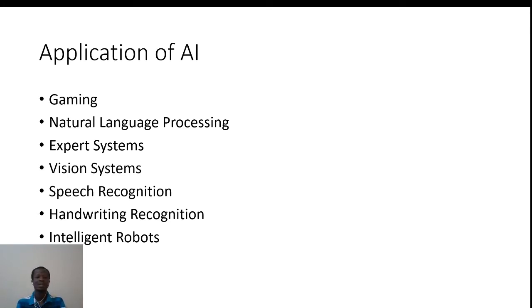Expert systems have existed for years. Actually, artificial intelligence too has existed for years. Expert systems are like a computer doctor, where the doctor is the computer. You say, okay, headache, pain, temperature. Then it tells you, okay, you're suffering from malaria. That's the expert system.